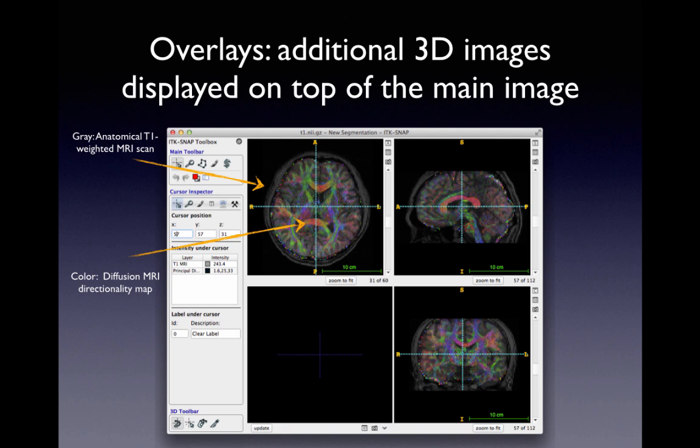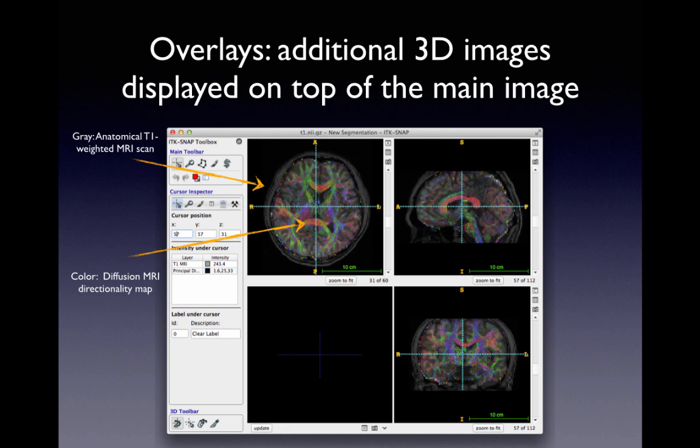Other kinds of overlays that you might visualize in ITK-SNAP are statistical maps. So, let's say you're doing some kind of analysis outside of ITK-SNAP, computing differences in cortical thickness between patients in two groups. And then you would like to visualize that cortical thickness difference map on top of some kind of standard anatomical template. You might see this in a lot of neuroimaging papers.